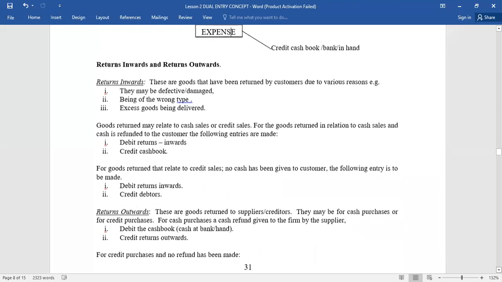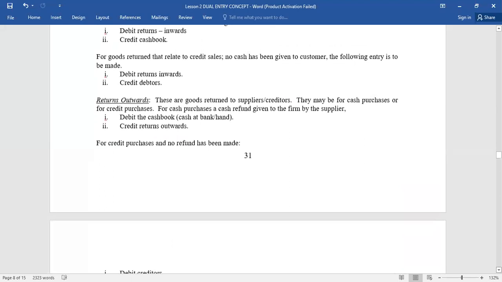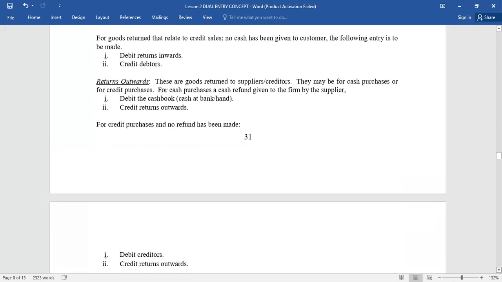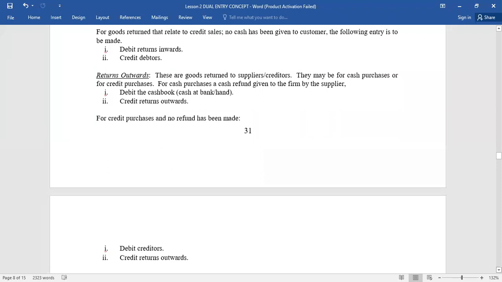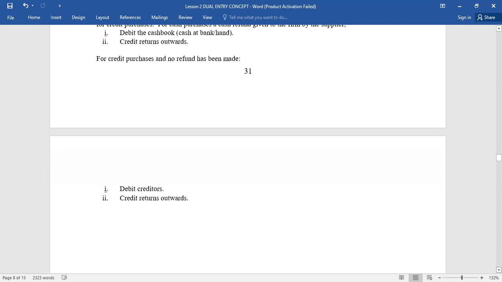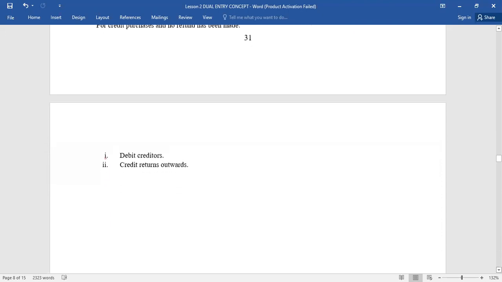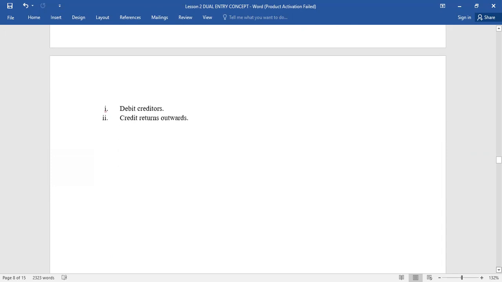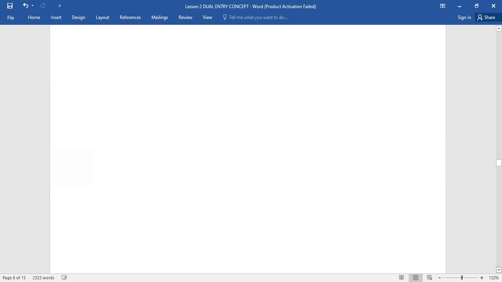That is when you transact on cash. If you do it on credit, it will be the opposite way. So we are going to debit our creditors because they are decreasing, and we are going to credit the return outwards. Any question? It is easier said than done. That's why we have examples. Any question?